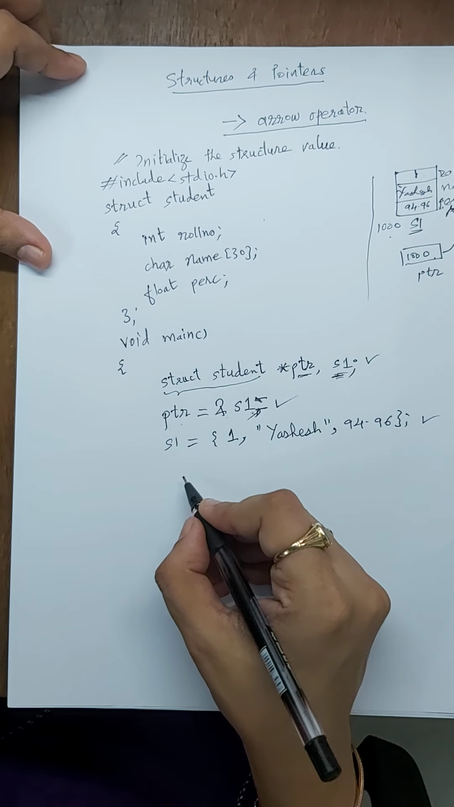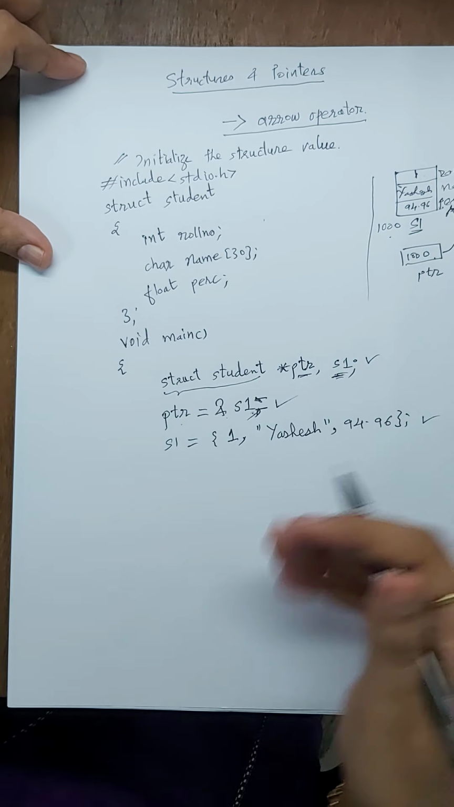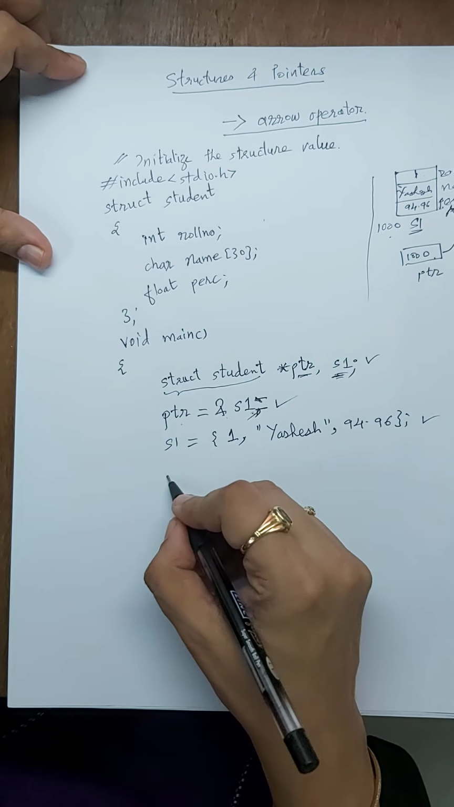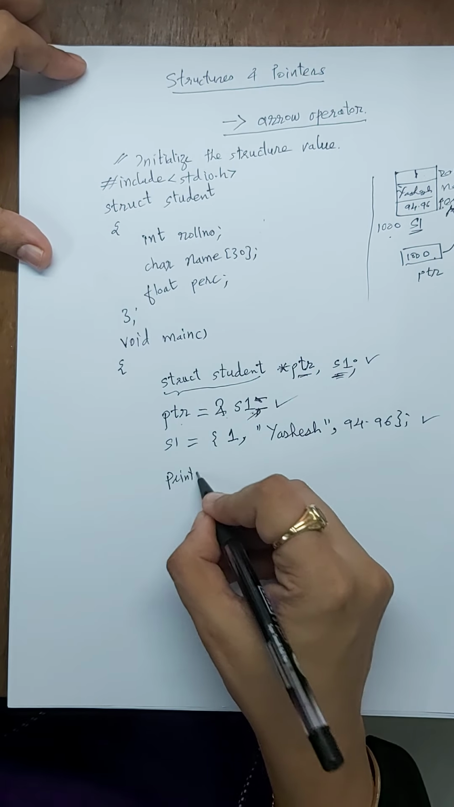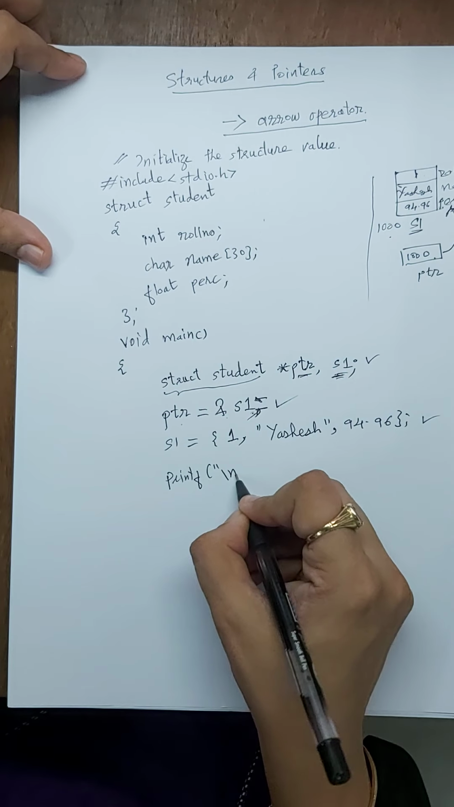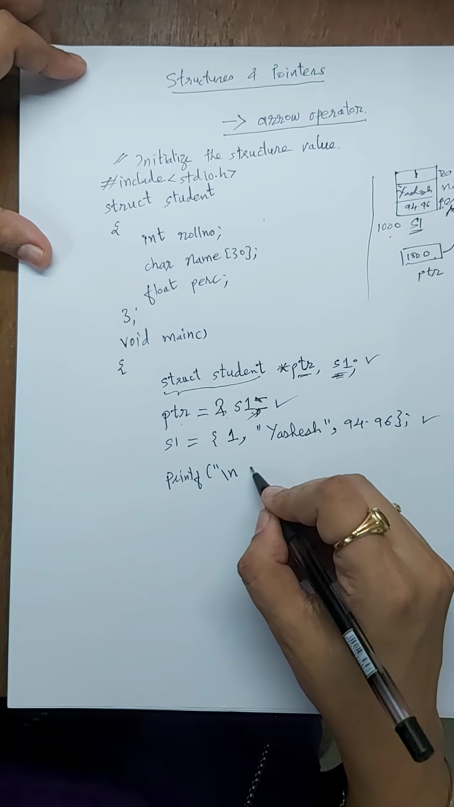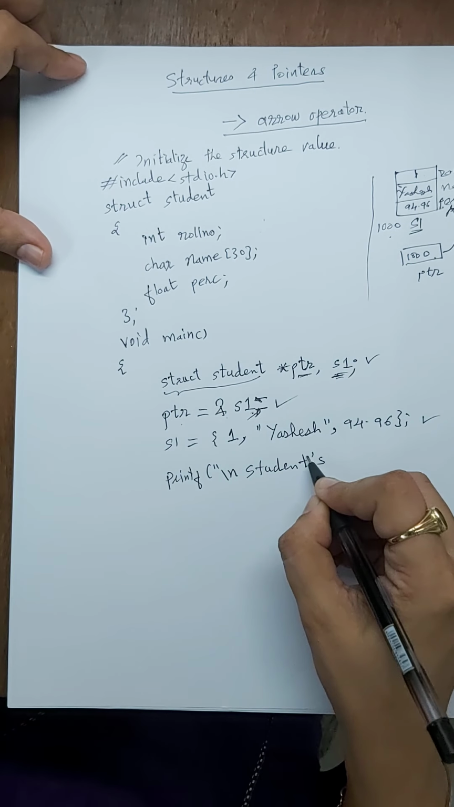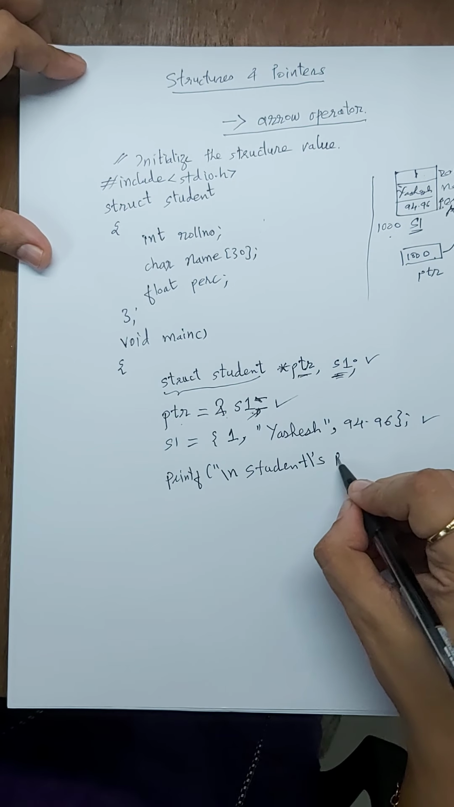Now what next we'll do is we need to display these values. This is a record, so we'll display this record. We'll write printf, new line, student's record.